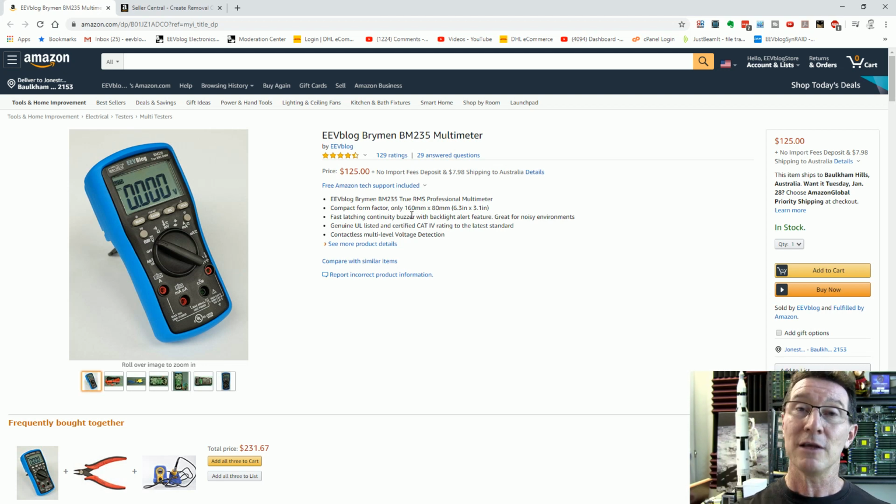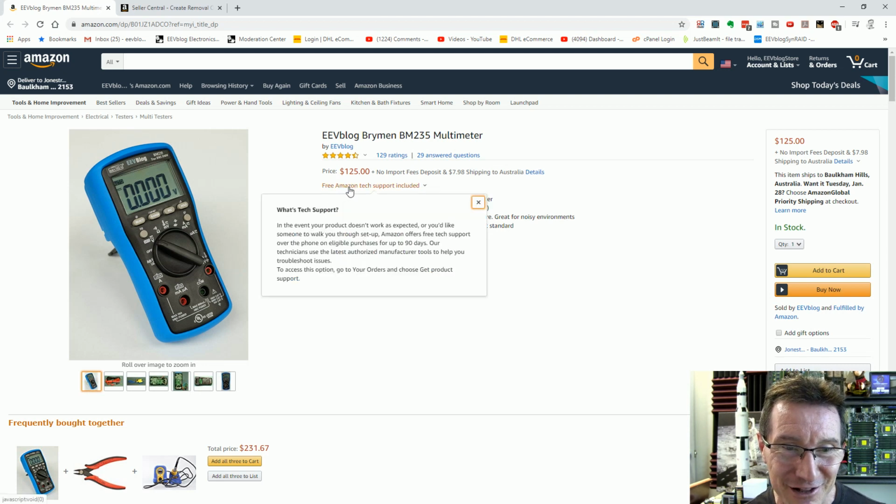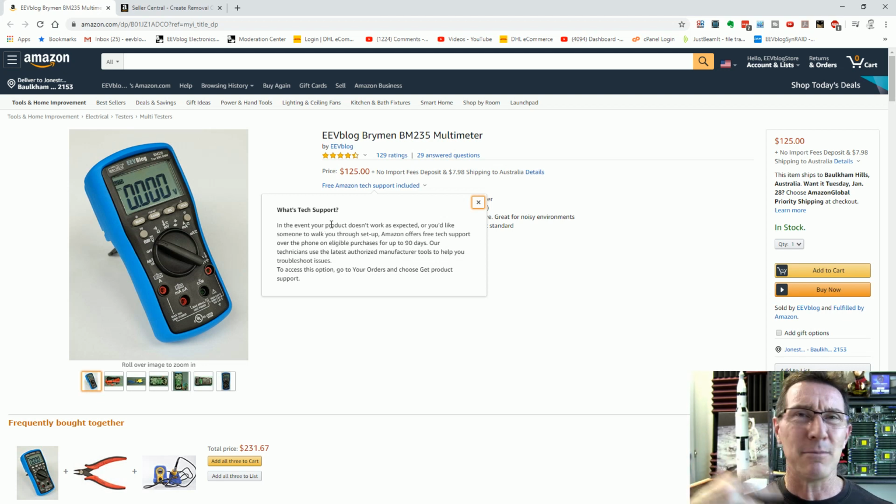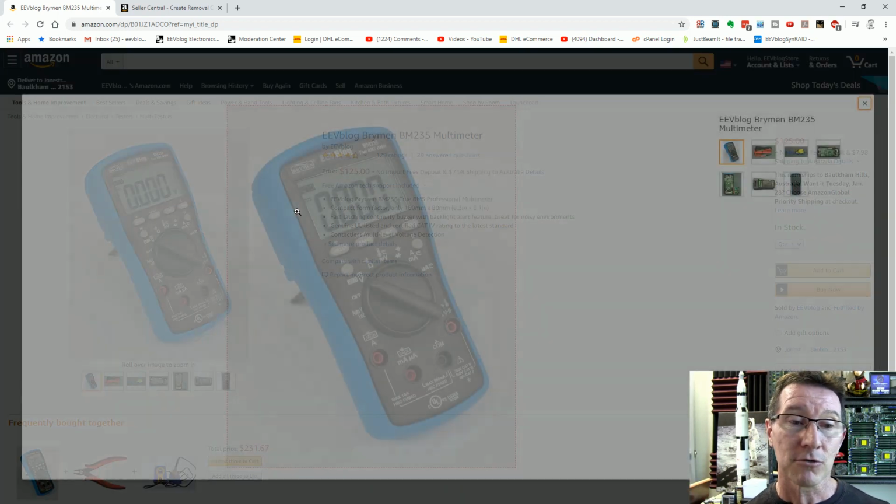One way is for you to ship it yourself and you pay a lower fee. But if you want Amazon to pack it and ship it and support it and do all the rest of it, apparently somebody posted once, you can actually get free Amazon tech support included. I don't know if anyone's ever tried to phone up Amazon tech support to say my BM235 multimeter doesn't work, and see if they know anything about it. Anyway, they're supposed to support the product, and Amazon have a good return service. Apparently, I've never used it myself, but it's really easy to return stuff.